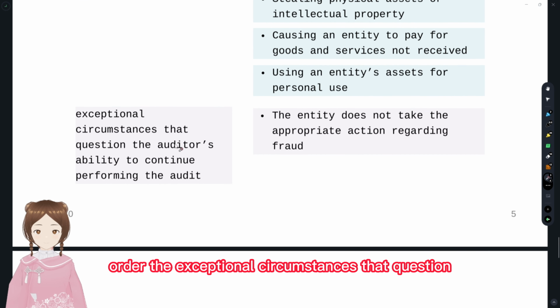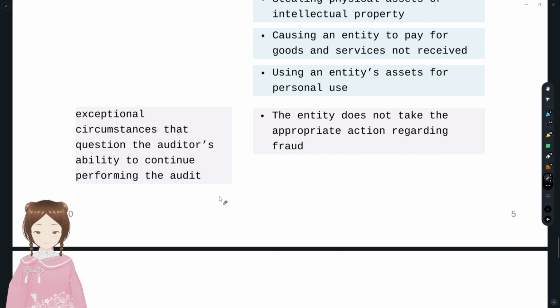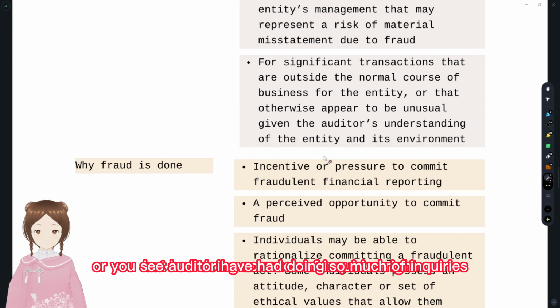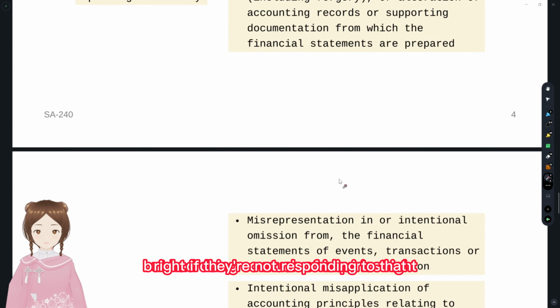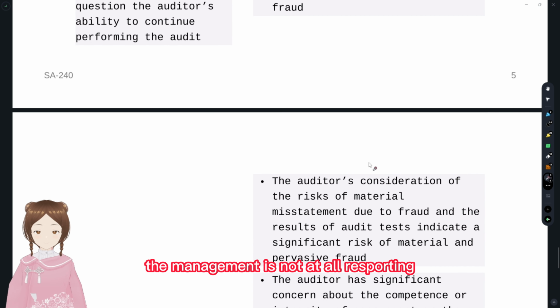What are the exceptional circumstances that question the auditor's ability to continue performing the audit? That is, limitation of scope, or the management is not at all responding to the queries, though the auditor has made so many inquiries. If they're not responding, he cannot obtain sufficient and appropriate audit evidence, so he has to leave the audit engagement. We'll see all the circumstances in which he could leave. First, the entity does not take the appropriate action regarding fraud. The management is not at all responding with regards to the fraud.